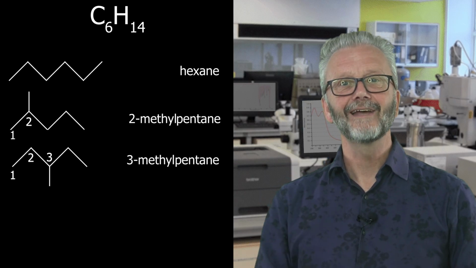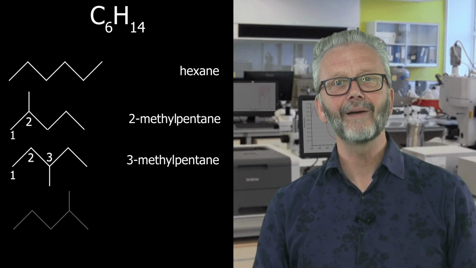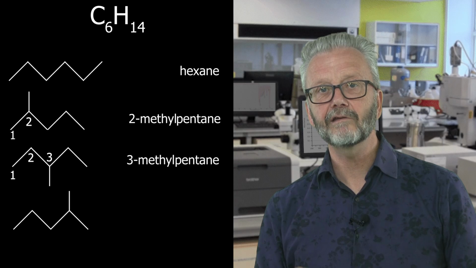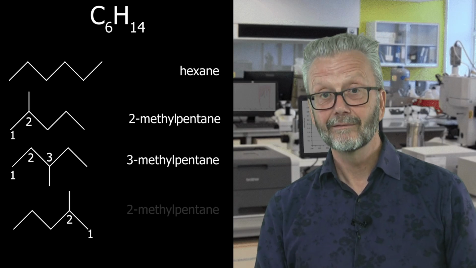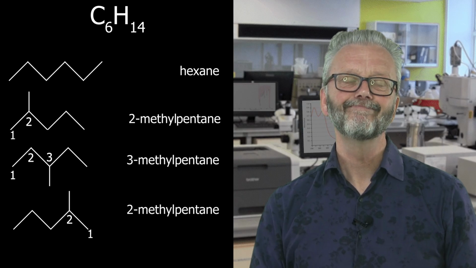It's tempting at this point to say we can have 4-methyl pentane, but look what happens if we number the carbons from the other end. It becomes 2-methyl pentane. This leads us to another rule. If there are 2 ways of describing where a branch is situated, we always use the lowest number. In this case, we would always describe this molecule as 2-methyl pentane, never as 4-methyl pentane.